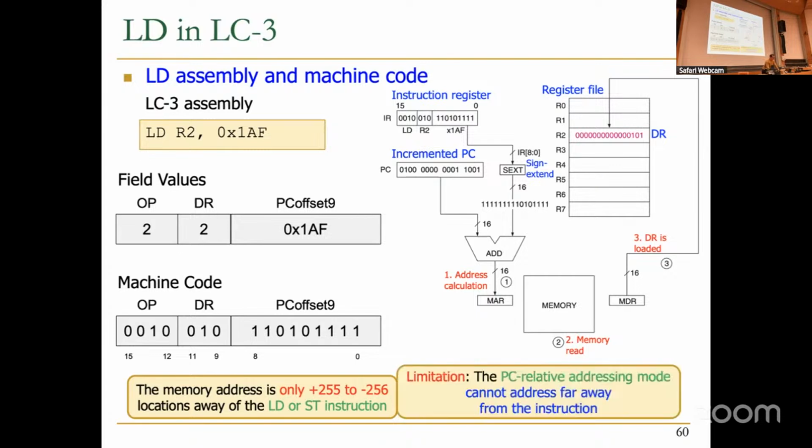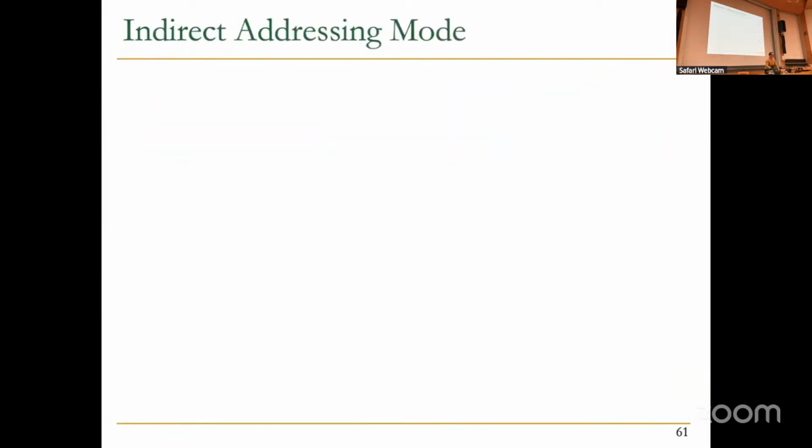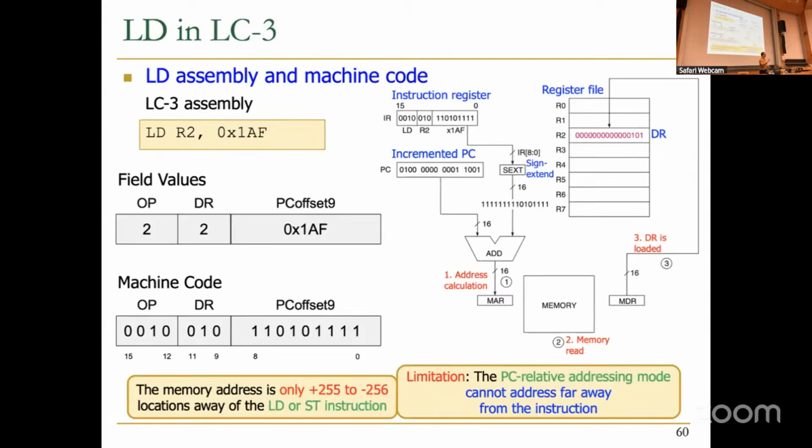Okay. So basically the limitation is the PC relative addressing mode cannot address far away from the instruction. It could be useful because the data may be located close to your program, right? You have your program and your data is before the program or after the program. But if your program is too big, you cannot put the data that close potentially. Okay, that's why people develop other addressing modes. And you could argue that this is not a great addressing mode, and I agree. That's why MIPS doesn't have this addressing mode. This is an instructional addressing mode.